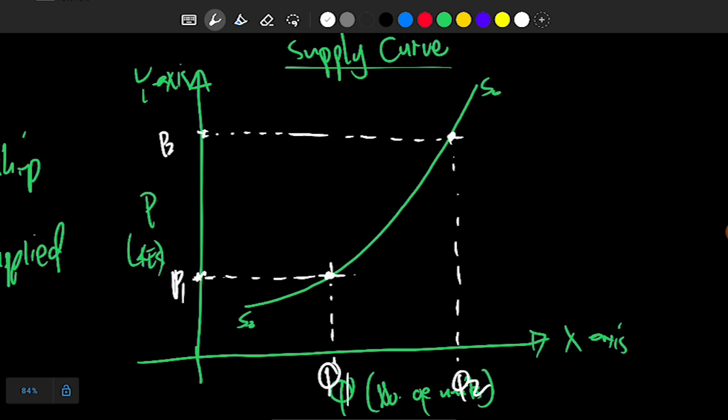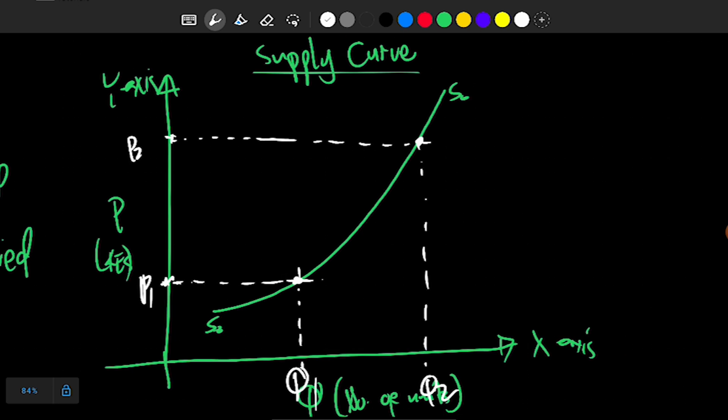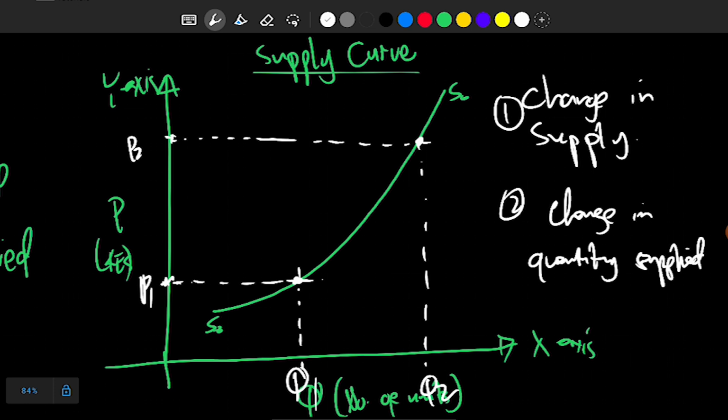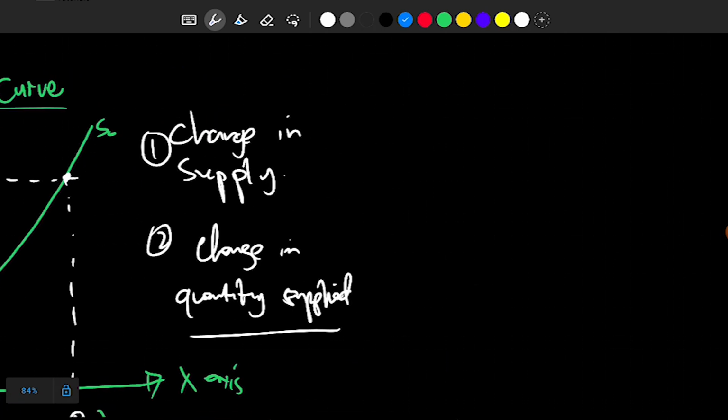There are two concepts that need to be distinguished. In this case, we have one concept called a change in supply. Then we have the other one called change in quantity supplied. Let's see what they are. Here, we see that if what changes is only the prices of goods and services, all other factors held constant, then a change in the prices of goods and services will produce a change in the quantity supplied.